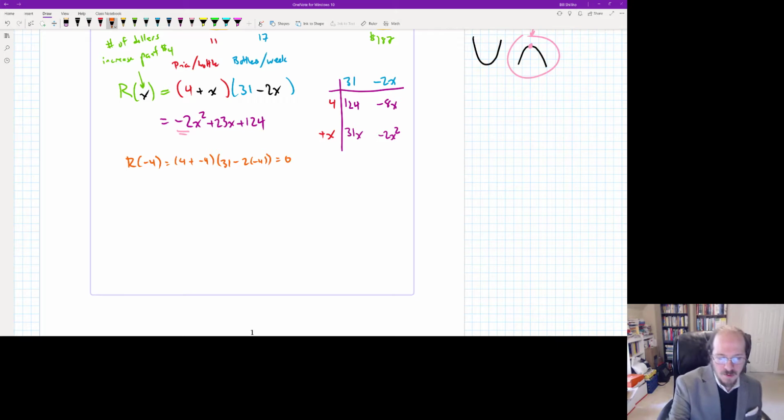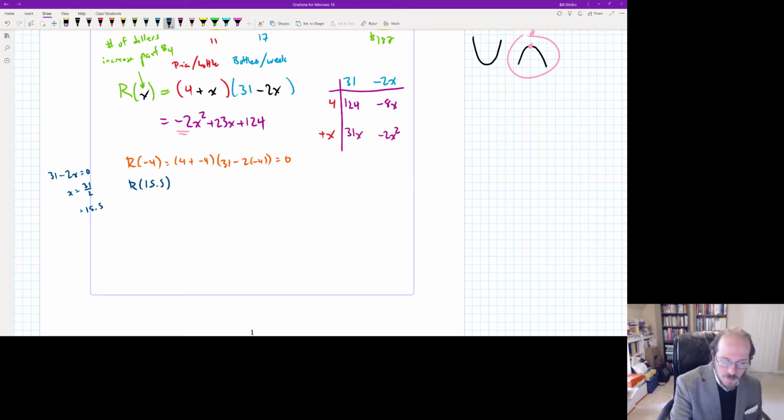The other possibility for what would make us no money is if somehow we managed to set our price so high that nobody wanted to buy it. And that would mean that we would be selling no bottles per week. We would have no customers. So how could we make that equal to 0? Well, if 31 minus 2x is equal to 0, then x would have to be 31 divided by 2, which is 15.5.